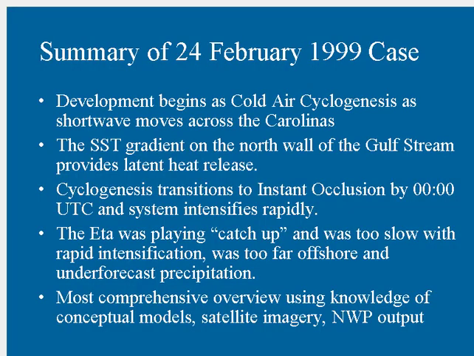So in summary, the 24th of February nor'easter case began as cold air cyclogenesis, the little wave back to the west over Virginia and North Carolina. Sea surface temperature gradient always plays a role on the East Coast, and that took that short wave to a new level. And then the cyclogenesis finally transitioned to instant occlusion and began to draw warm air from the warm sector east of the wide frontal cloud band overnight.